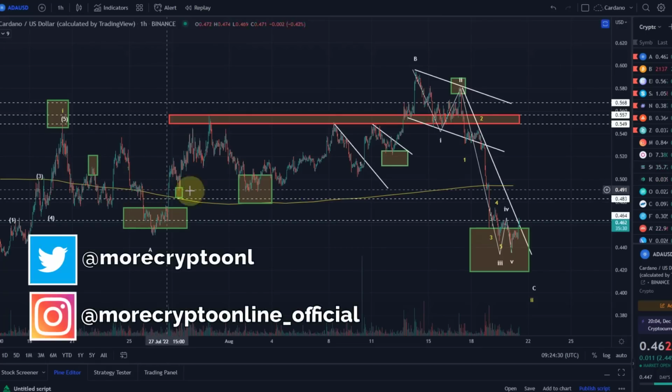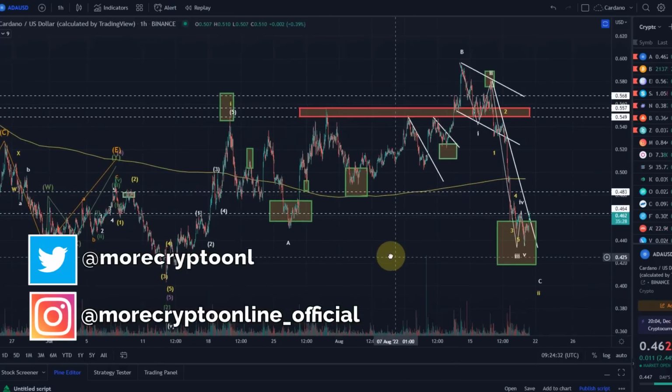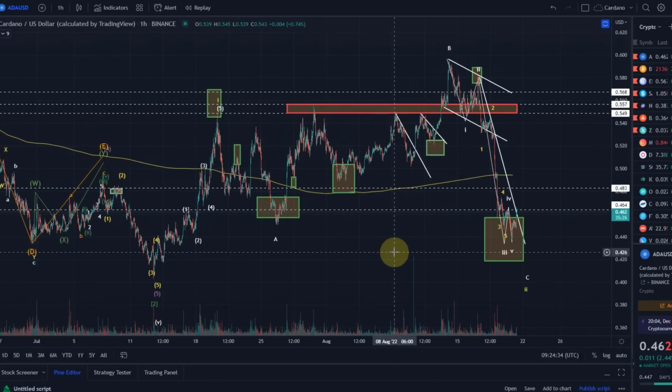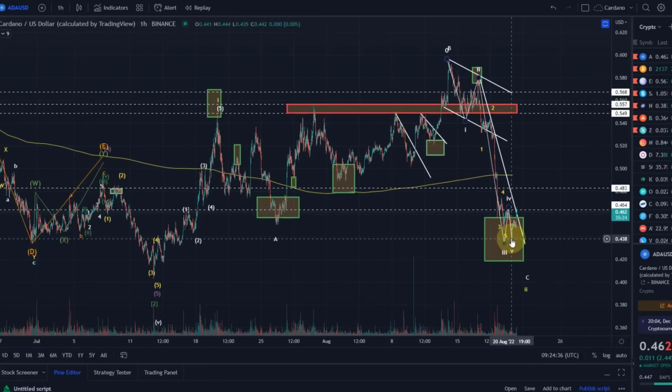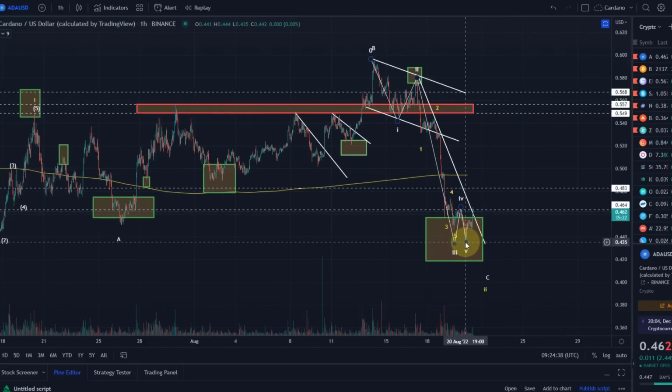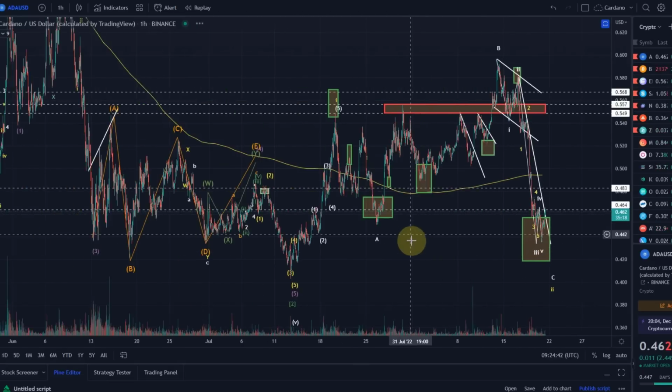So we take a look here at the ADA chart today. This is the 1 hour chart. Not really a major change to yesterday, but ADA has made a new low and is now starting to move up. So we're going to take a look at that.